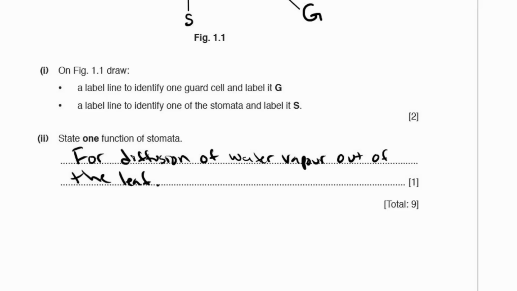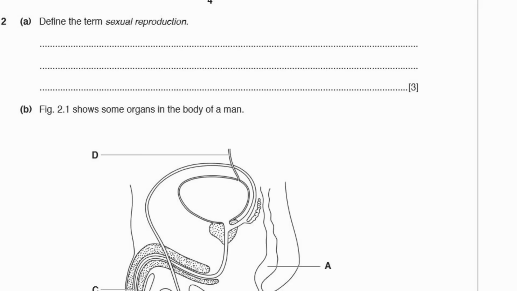It can also be used for oxygen going into the plant, for carbon dioxide going out of the plant, or you could say transpiration, which is the diffusion of water vapor out of the leaf. Okay, so any of those, but only one. It only wants one. 2A, define the term sexual reproduction.